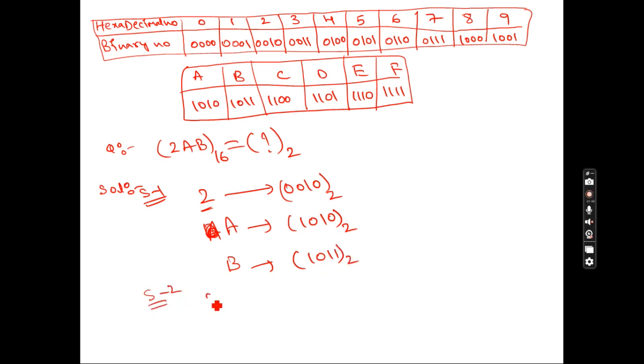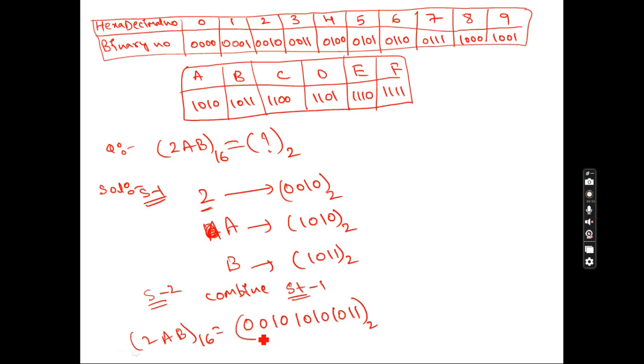In step two, we need to combine the results which are obtained in step one. So first, 2 means 0010. What about A now? 1010. What about B now? 1011. So what are the numbers you are getting now? This is nothing but the binary number which is equal to 2AB. So in hexadecimal, 2AB is equal to this binary number.